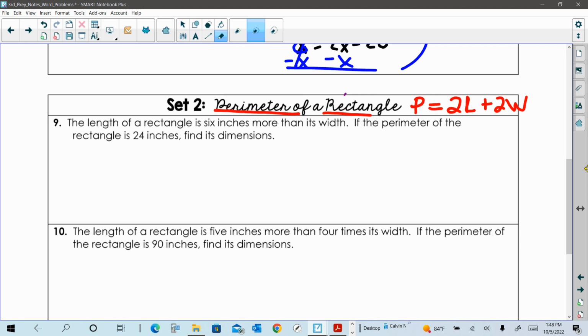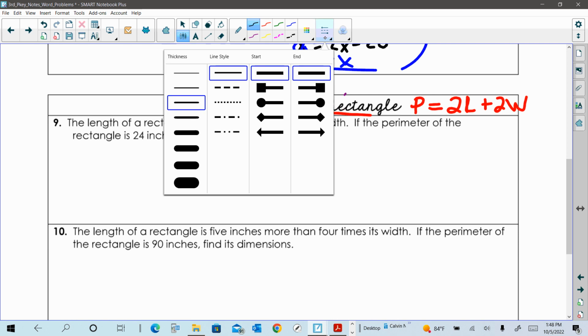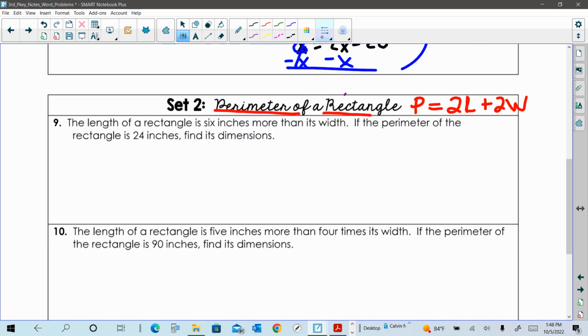The key to this, because set 2 is dealing with perimeter of rectangles, is a quick recap. I just want to make sure we understand a rectangle is a quadrilateral with opposite sides congruent. We tend to have one pair of sides longer than the other. This is not to scale, but think of the dimensions of a rectangle as the length and the width. I tend to think of the length as the longer side, so I'm going to put an L for the length here. And then the width is our distance between those lengths.